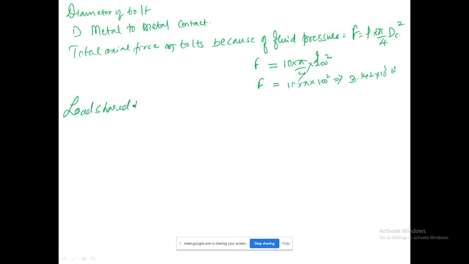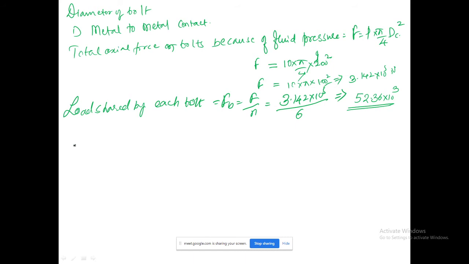Okay. Now the load shared by each bolt. FB equal to F divided by N, which is 3.142 into 10 to the power of 5 divided by 6. How much is it? It is 52.36 into 10 to the power of 3 newton. This is the axial load on the bolt because of the fluid pressure.